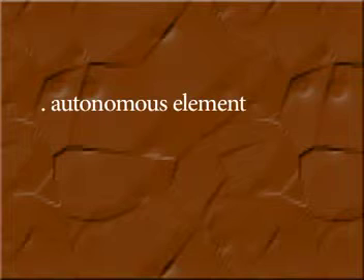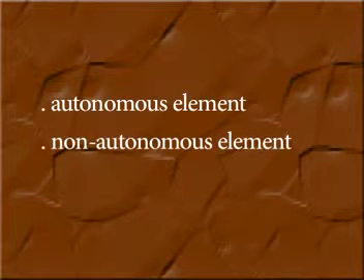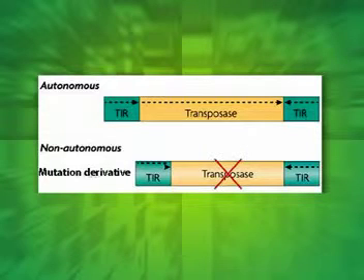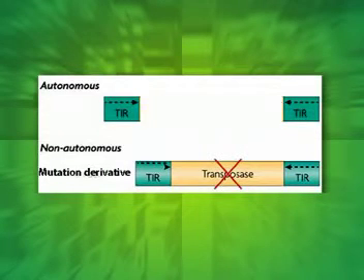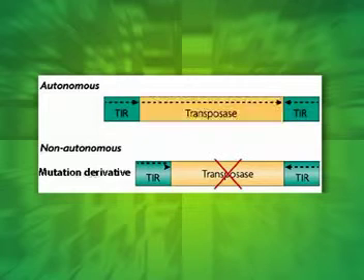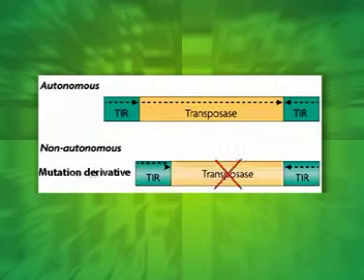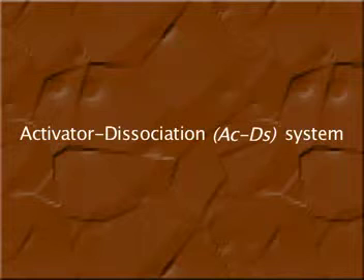These elements can be classified into two classes, that is autonomous and non-autonomous elements. An autonomous element has the ability to excise and transpose, rendering sites of their insertion mutable, and non-autonomous elements do not transpose and are unstable and can be derived from autonomous elements of the same family. Dear students, now we will discuss the activator-dissociation system.